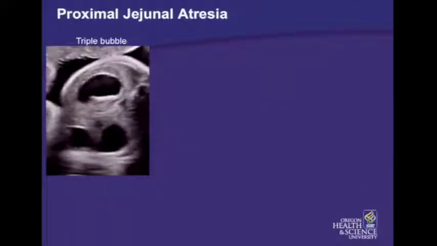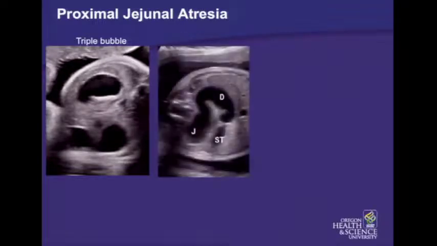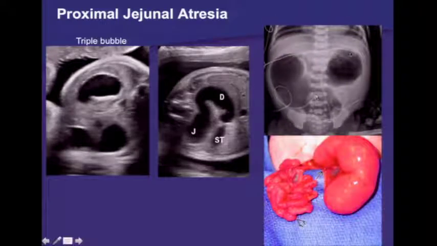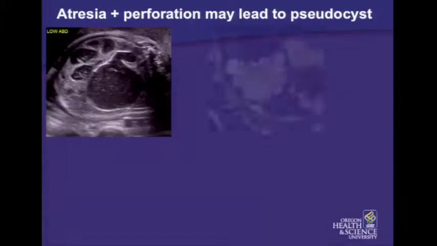So here's an example of a case of proximal jejunal atresia. Initially, there are 3 fluid-filled structures. This is the triple bubble sign, but with some oblique imaging, we see that this part is the stomach, hooks up to the duodenum, swings around to the jejunum. After the baby is born, you can see a dilated stomach connecting to a very dilated jejunum. Surgical specimen shows atresia, very dilated jejunum here.